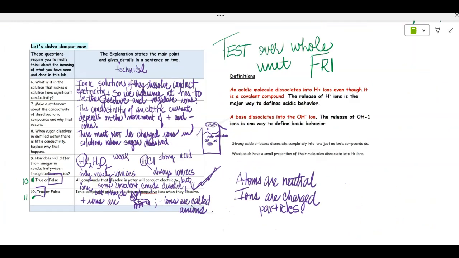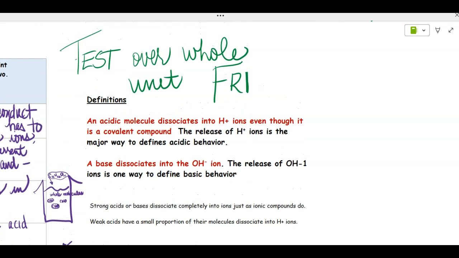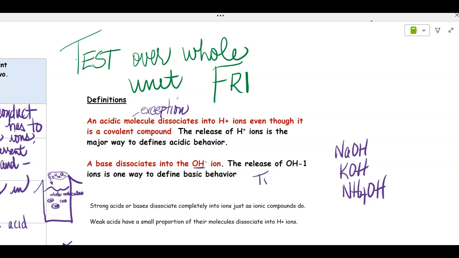All right, so we looked at these acid definitions that we talked about today, that an acidic molecule dissociates into H plus ions even though it's a covalent compound. So this was an exception to that rule. And bases, the typical water bases, dissociate into the hydroxide ion. So that's why we tested NaOH, and you could also do KOH or NH4OH, which is just ammonia dissolved in water. These are all typical aqueous bases.